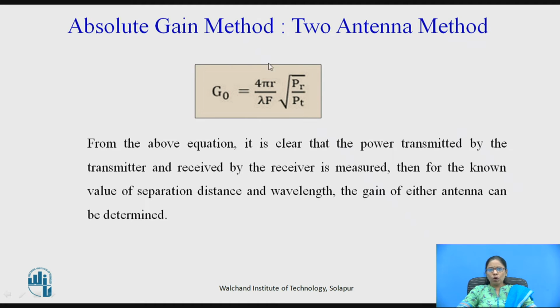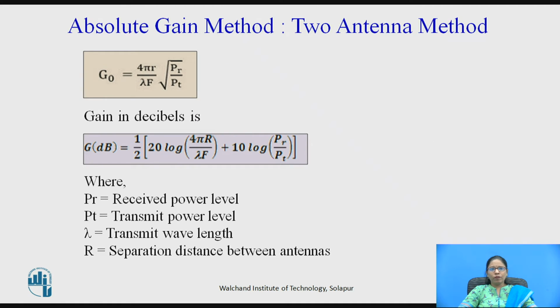So by knowing all this, I can calculate G naught, and this G naught is the gain of either antenna, which we wanted to determine. This is the two antenna method. Gain can also be expressed in decibels if we want, and then we can also calculate the gain by this method, because we know all these factors: PR, PT as 10 log.